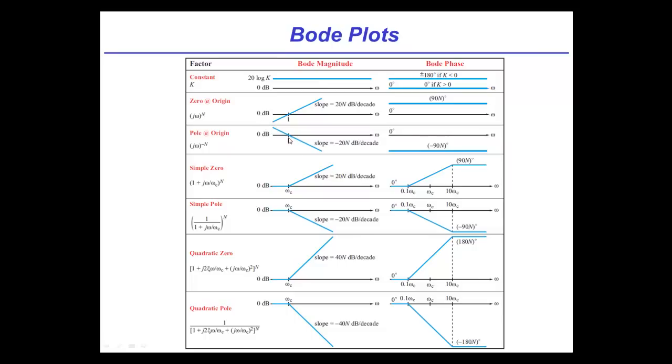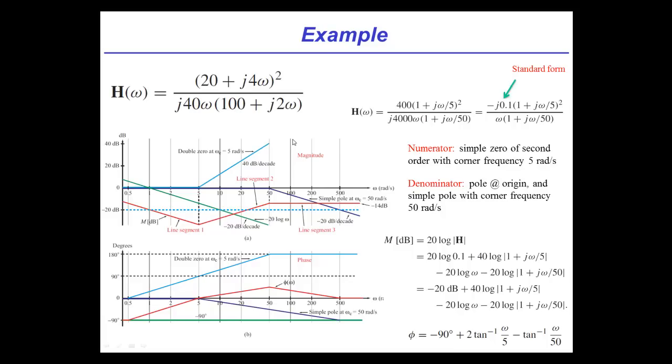So basically, the exponent always tells you something about the slope. Exactly. The exponent tells you how many 20s you have in the slope. And the pole at the origin will always go through 1. So, what's the order of the pole? It's 1, so it's going to drop at 20 dB per decade, and it's going to go through 1. And that's the green line.